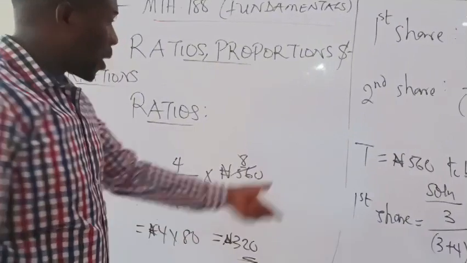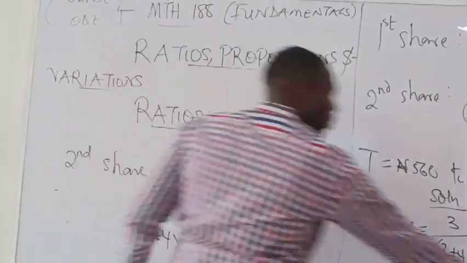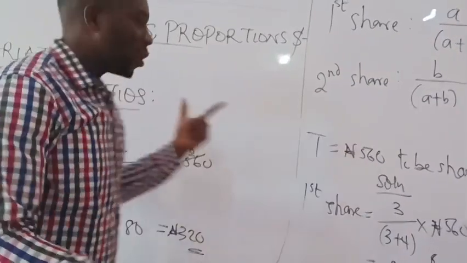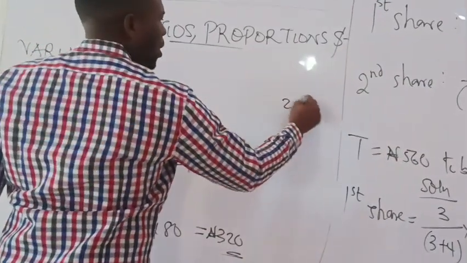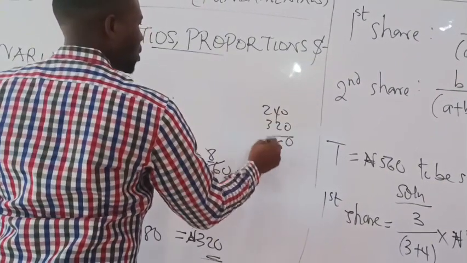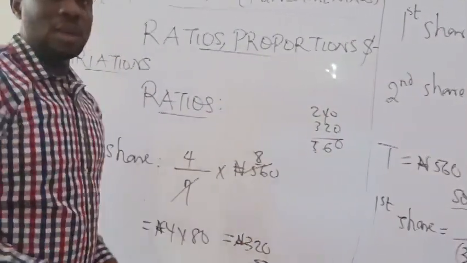Now, you could actually verify. If you sum the first person's share to the second person's share, you must get the overall share. And of course, we could do the job. 240 plus 320, this is 0, this is 6, and of course, this is a 5. And of course, it's very correct.